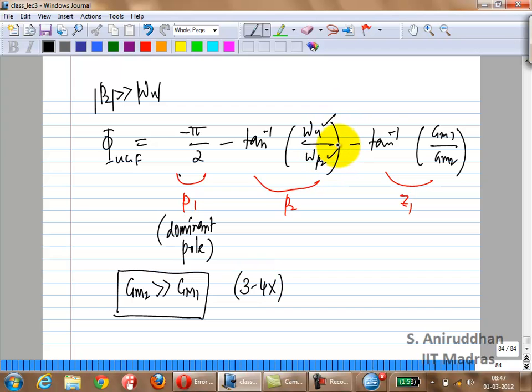What about omega u over omega P2? That is already obvious, because you already know that you need to push the second pole far away from your unity gain frequency, and that will give you maximum phase margin. That is very obvious from your basic controls. How would you do this? How would you increase GM2 to be much larger than GM1?